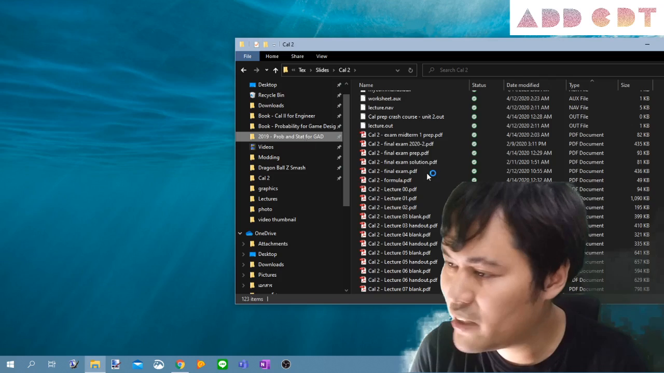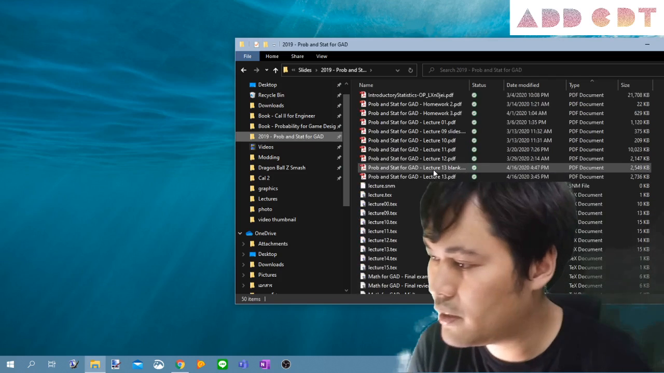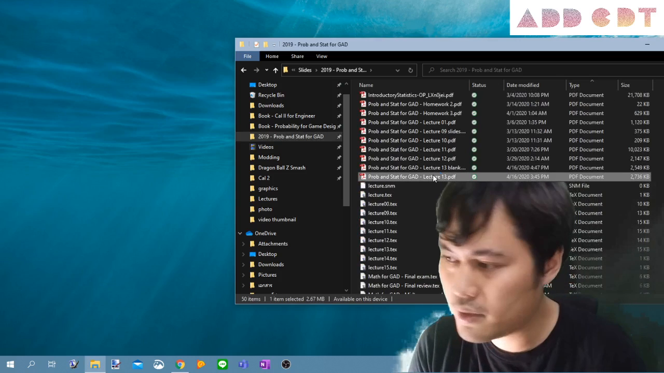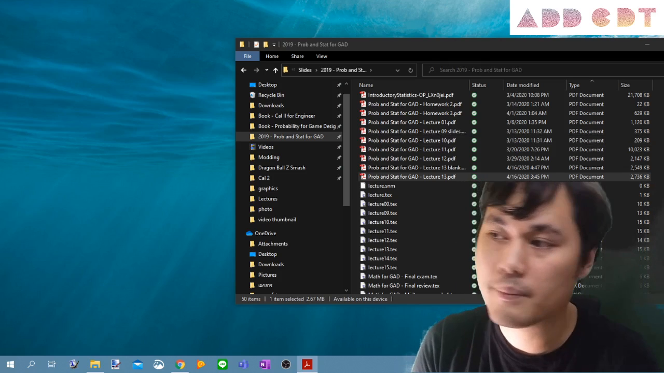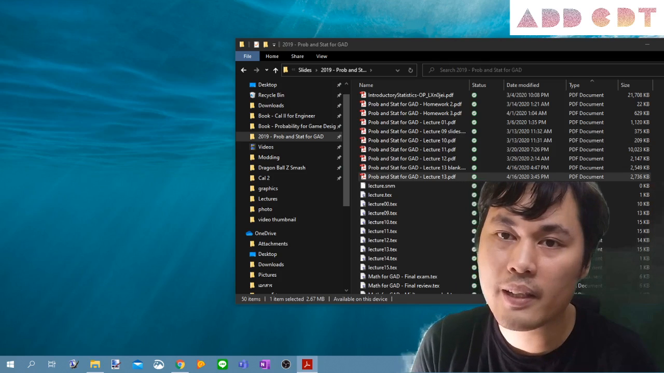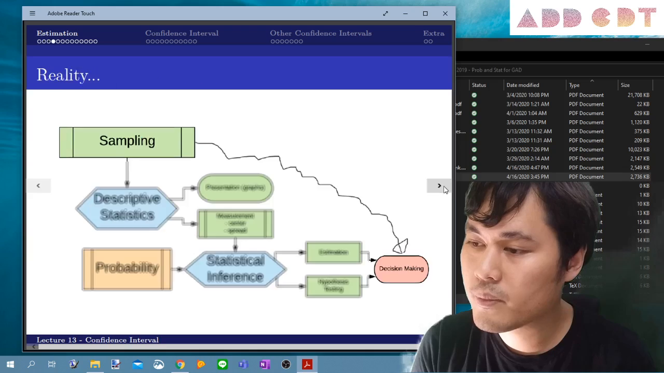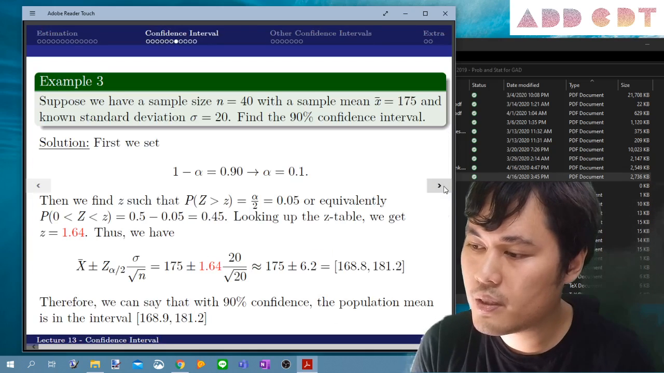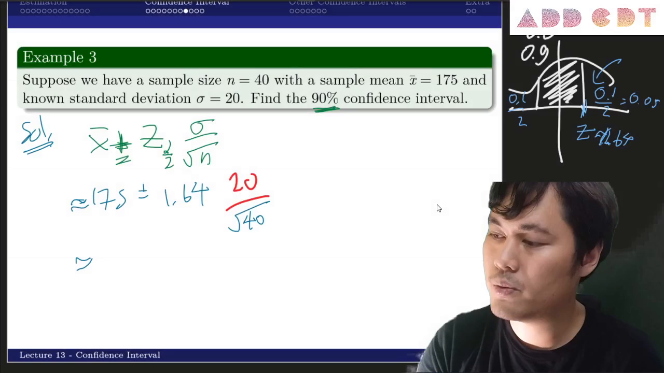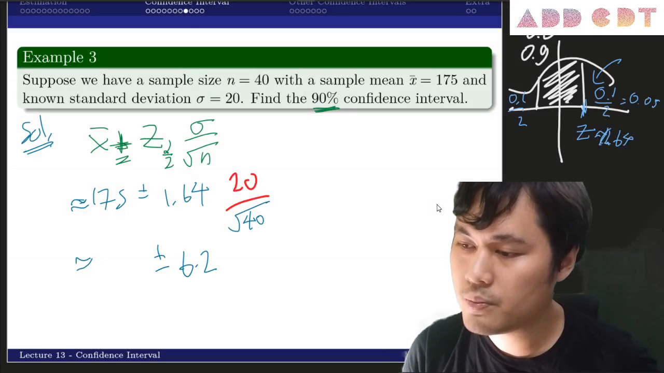Give me a moment. If you also download the slide, the handout, you should get the number also, but I don't have it at hand, so I have to go and open it. And that number is 6.2. Right, that's about 6.2.